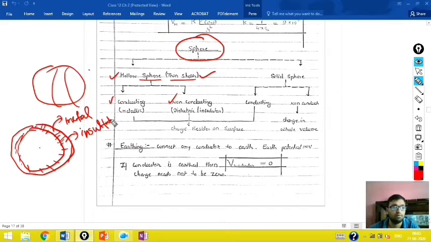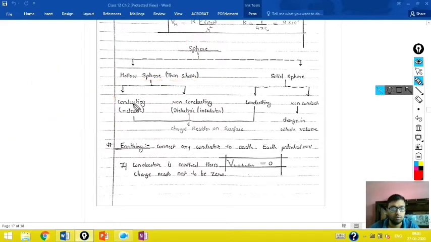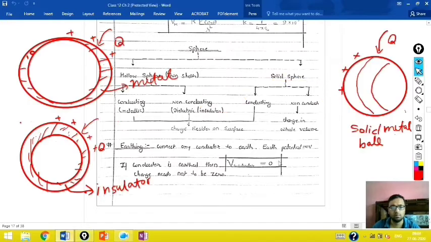So based on that, hollow spheres are further classified into two categories. One is called conducting, or metallic hollow sphere, as I told you. Second is called non-conducting, or you can say it is made up of insulator or dielectric materials. Okay, the second category we have is solid spheres. Solid spheres are again of two types, that is conducting and non-conducting.